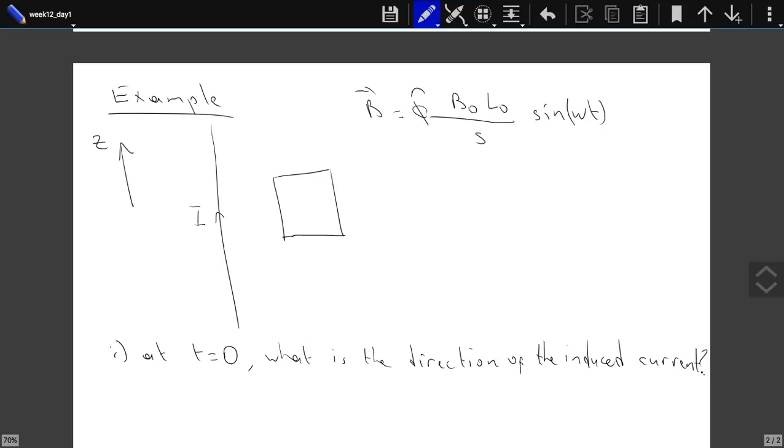So let's start at t is equal to 0. Okay, B is 0, but nevertheless it is increasing in magnitude because of that sign. Now, what is the flux? Is the flux passing through our rectangle positive or negative? Let's start with that.